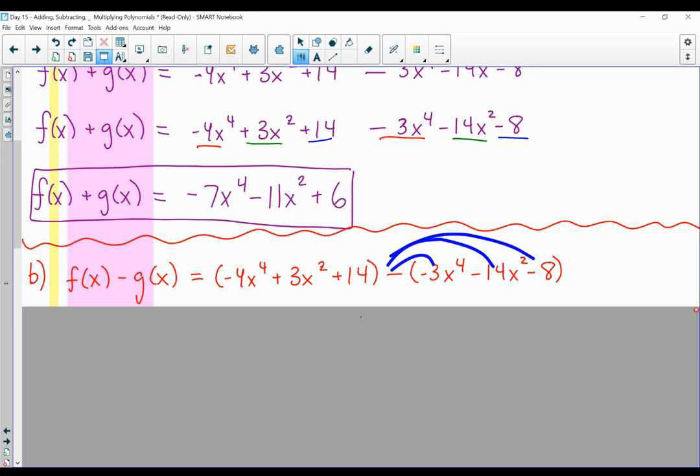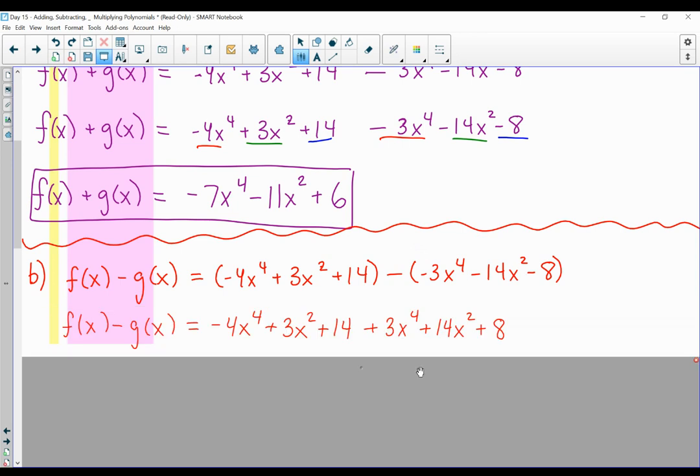So whatever is being subtracted, you're going to distribute that negative, and it's going to change the signs of that polynomial. So let's see. Positive 3x to the fourth, positive 14x squared, positive 8. That's it. And now this is great. This is just like the previous problem where I'm just adding them. As soon as I take care of that negative, this quote-unquote subtraction portion is done.